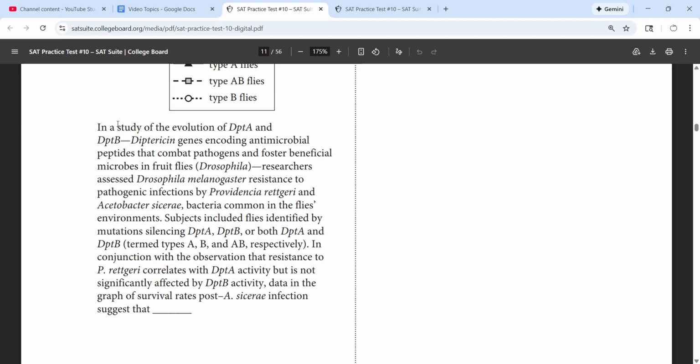In a study of the evolution of DPTA and DPTB, dipictoricin genes encoding antimicrobial peptides that combat pathogens, pause. Already, we're going to pull out step 2. We're going to break down the text, right? Because already, I'm not fully following. What are we talking about? Okay. In a study of the evolution of DPTA, DPTB, what are they? They're genes, okay, encoding antimicrobial peptides that combat pathogens.